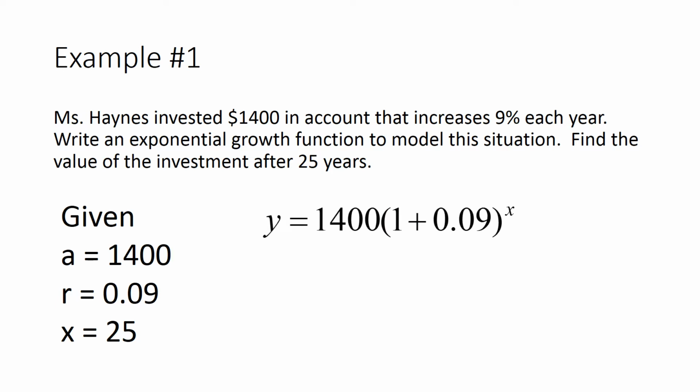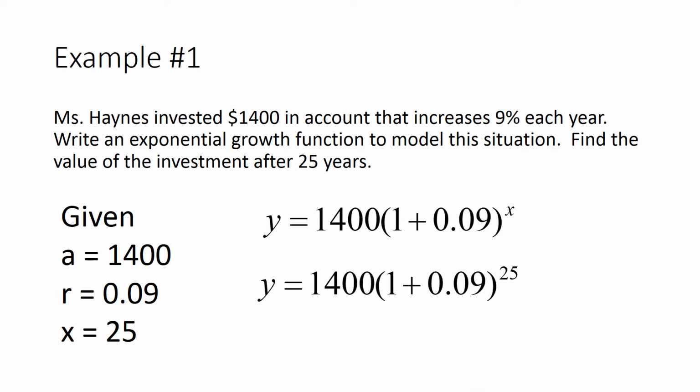Notice that we did plus 0.09. Also notice that it said 9%, but we have to take that 9% and divide it by 100, or move the decimal 2 places to the left. So we have 1,400 times 1 plus 0.09 raised to the x power, and in our case, x is 25.